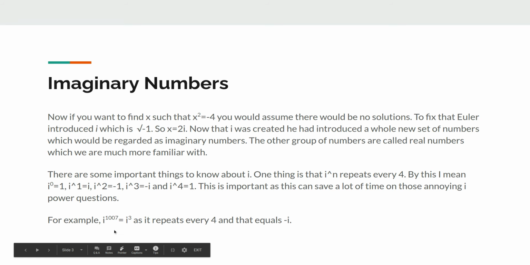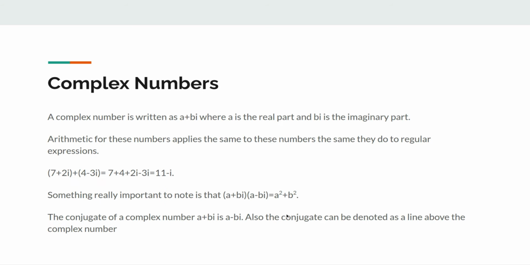So the reason this is useful is because if you want to find out i to the power 1007, you can just divide this by 4 and find the remainder. So the remainder is going to be 3. And since it repeats every 4, it's just going to be equal to i to the 3, which is -i. So that's kind of why that's useful.